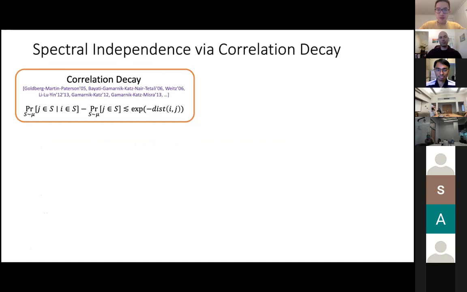So, I guess there's this third method, which is called correlation decay, which says the following. It says that your matrix has a nice structural property. This only really applies to graphical models, but what it says is that if you have two vertices which are far away from each other in the graph, then their correlations should be small. And in fact, exponentially small in the distance between them.